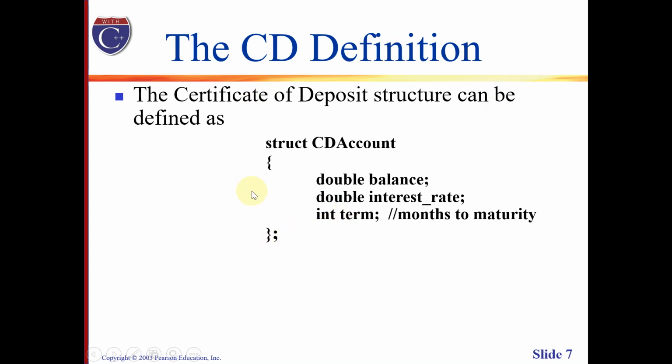For now, this is the syntax of how we define a structure in C++. The struct keyword, the structure name, and of course, in its body, which is enclosed with these braces and terminated with a semicolon, it contains the variables which will serve as its properties.